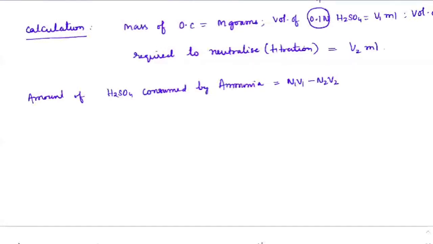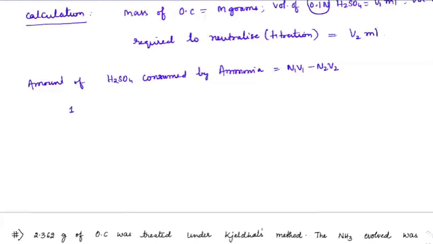So that's how we will get to know the amount of H2SO4 consumed by ammonia. Now we know that one equivalent of NH3 is 17 grams of NH3, which is equivalent to 14 grams of nitrogen, N, which is present.